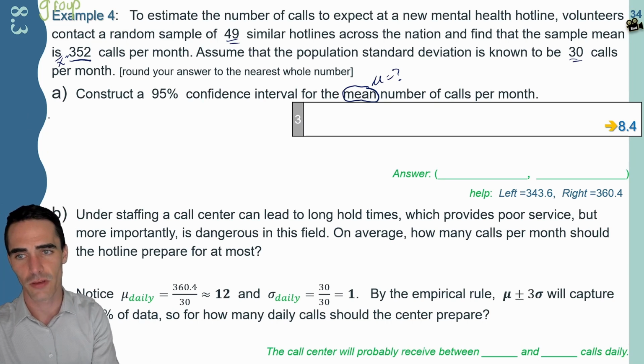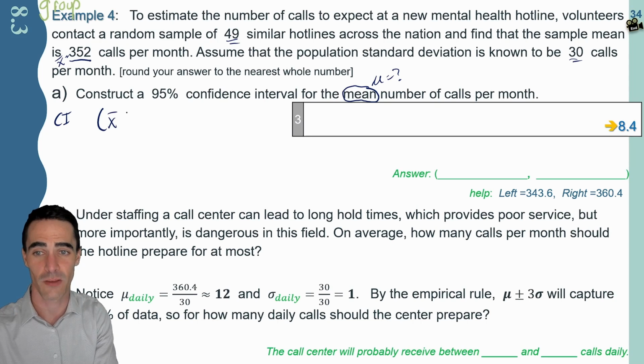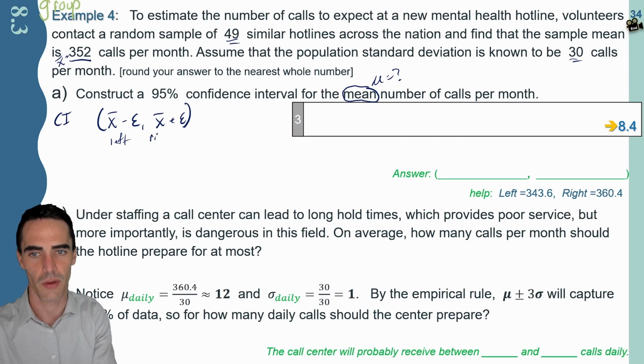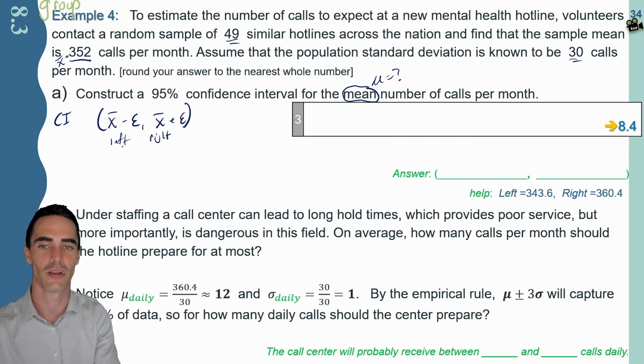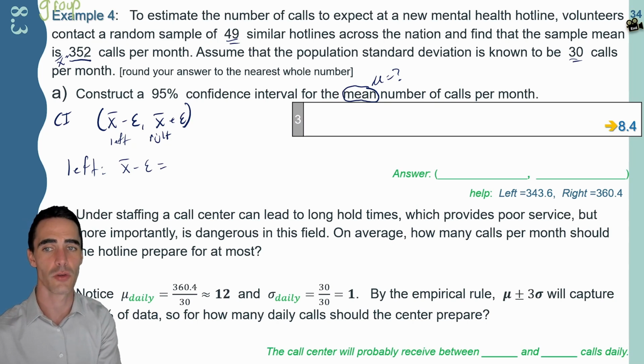Anytime you hear confidence intervals, I'd encourage you to write out what we're interested in. We're interested in the mean, so that should be X bar minus my margin of error and X bar plus my margin of error. That's my left endpoint and my right endpoint. That's how we can always start these intervals. And so if I'm looking at my left endpoint, that's X bar minus my margin of error. Well, we know what X bar is. That was this 352 calls.